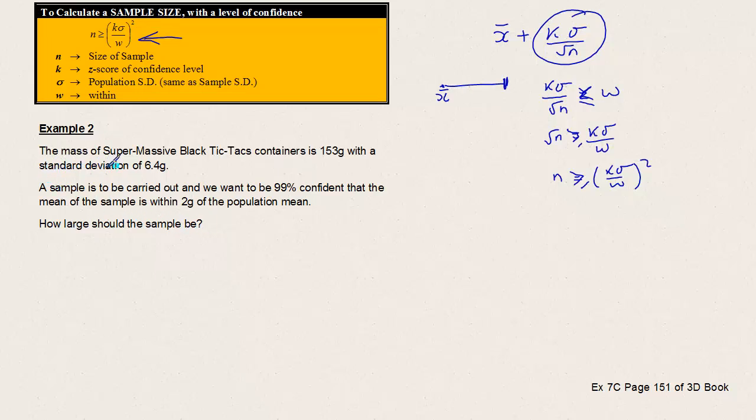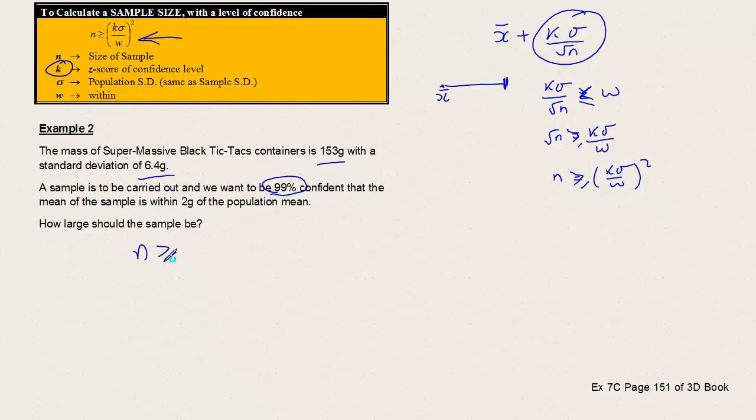The mass of supermassive black Tic Tacs containers is 153 grams with a standard deviation of 6.4 grams. A sample is to be carried out, and we want to be 99% confident that the mean of the sample is within 2 grams of the population mean. How large should the sample be? So all we need to do is find the correct k value, and then we have everything we need.